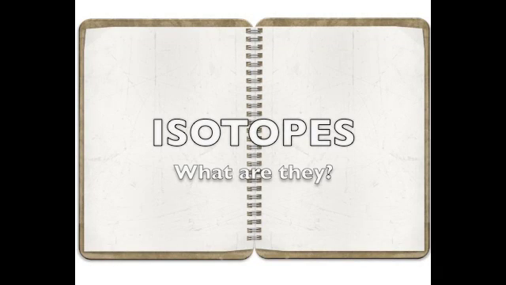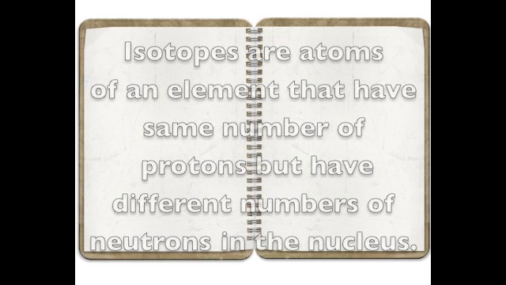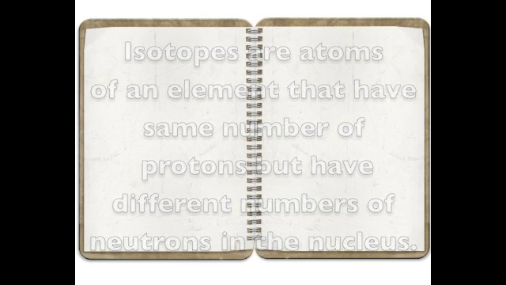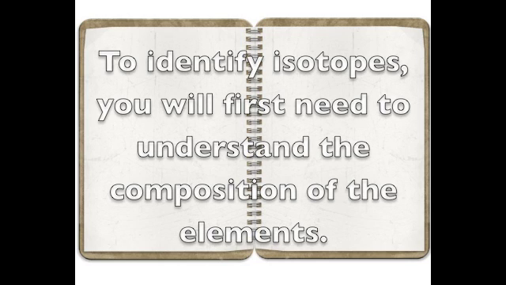Isotopes. What are they? Isotopes are atoms of an element that have the same number of protons but different numbers of neutrons in the nucleus. To identify isotopes, you will first need to understand the composition of the element.